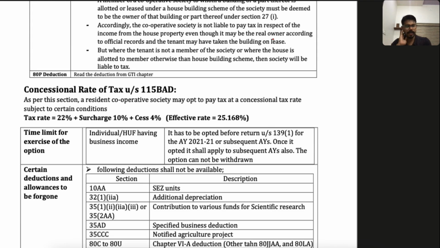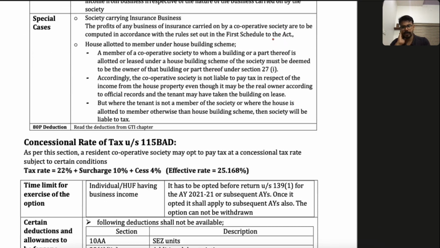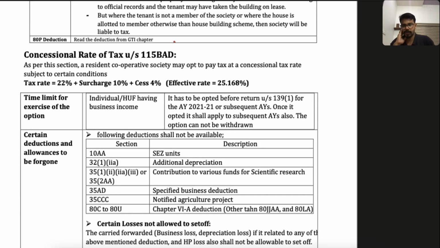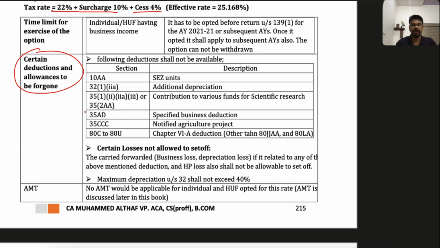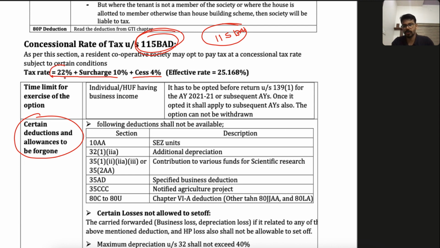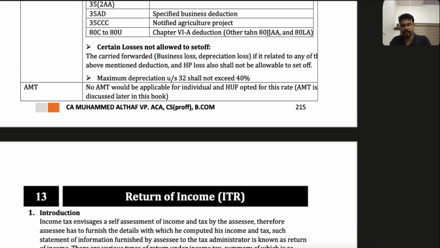In cooperative society, this is not a new amendment, but you have to be aware of this section 115BAD. The tax rate will be 22% plus surcharge 10% plus cess. This is more or less like 115BAC, that's for individuals, right? So you cannot claim these deductions, although it is more or less similar to 115BAC. So you have to just go through this rate, 22% plus surcharge 10% plus cess. This is applicable for the cooperative society. Okay, that's it.